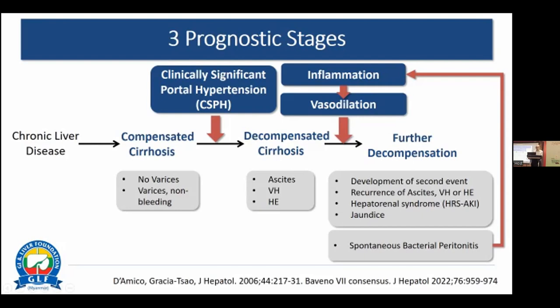Further decompensation is a stage driven by systemic inflammation and vasodilatory processes. It involves the development of second events: recurrent or refractory ascites, recurrent variceal hemorrhage, recurrent hepatic encephalopathy, HRS, or jaundice. Jaundice is a parameter of liver insufficiency, and spontaneous bacterial peritonitis also belongs to further decompensation.